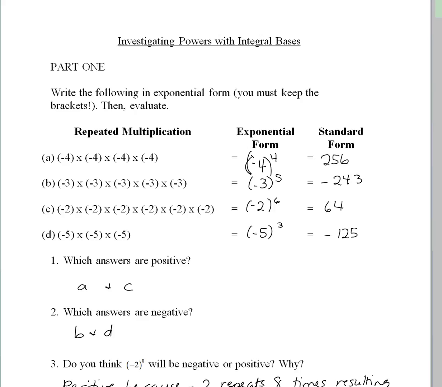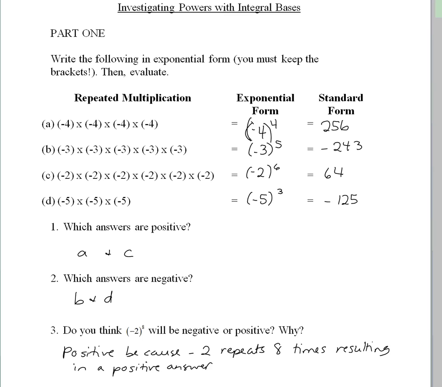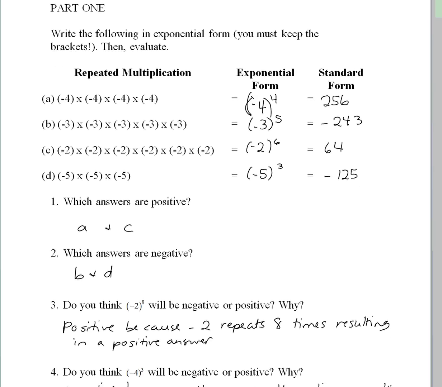So then it asks you to predict. What do you think about -2 in brackets to the 8? What do you think that will be? Well, if you wrote that out as a repeated multiplication, you're going to do -2 times -2 times -2 repeated 8 times. When you multiply a negative 8 times, you're going to end up with a positive answer because every 2 negatives equals a positive. So repeating -2 8 times will result in a positive answer.